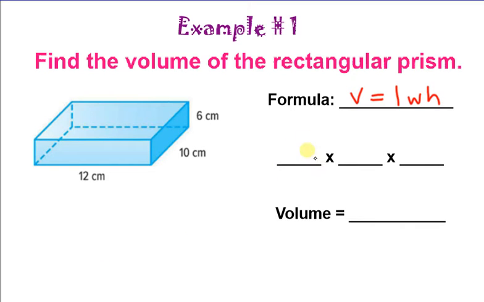Okay? So, what is the length? 12 centimeters. What is the width? 10 centimeters. And what is the height? 6 centimeters. So we're going to do 12 times 10 times 6. And because it's all multiplication, we can put it all in the calculator at once. So we're going to get 720 centimeters. And because it's centimeters times centimeters times centimeters, it's going to be centimeters cubed. And that's going to be your final answer.